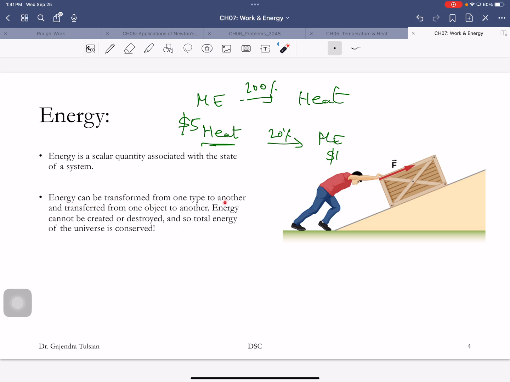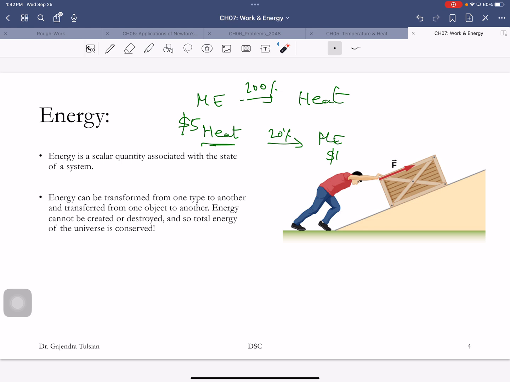So energy can be transformed from one type to another and transferred from one object to another. See, this guy, when he pushes, he's transferring energy from him to that. How do you transfer energy from one object to another? Work. Very good, my friend. You do work on the object to transfer energy to it. Is sound a form of energy? Yep, there's energy in sound.